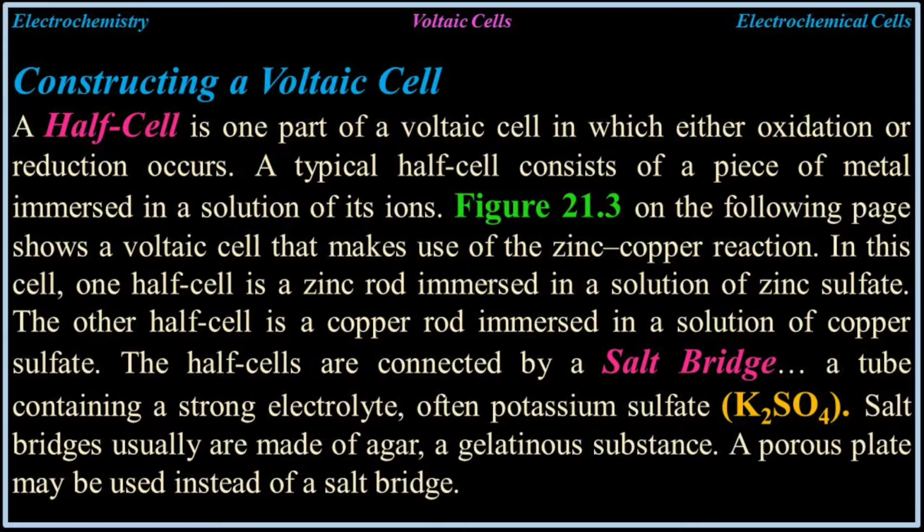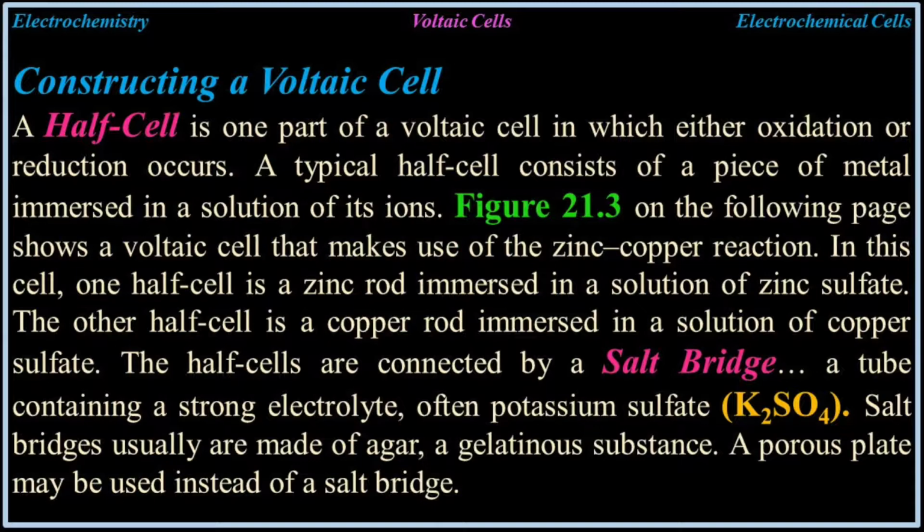Constructing a voltaic cell. A half cell is one part of a voltaic cell in which either oxidation or reduction occurs. A typical half cell consists of a piece of metal immersed in a solution of its ions. Figure 21.3 on the following page or the preceding slide shows a voltaic cell that makes use of the zinc copper solution. In this cell, one half cell is a zinc rod immersed in a solution of zinc sulfate. The other half cell is a copper rod immersed in a solution of copper sulfate.